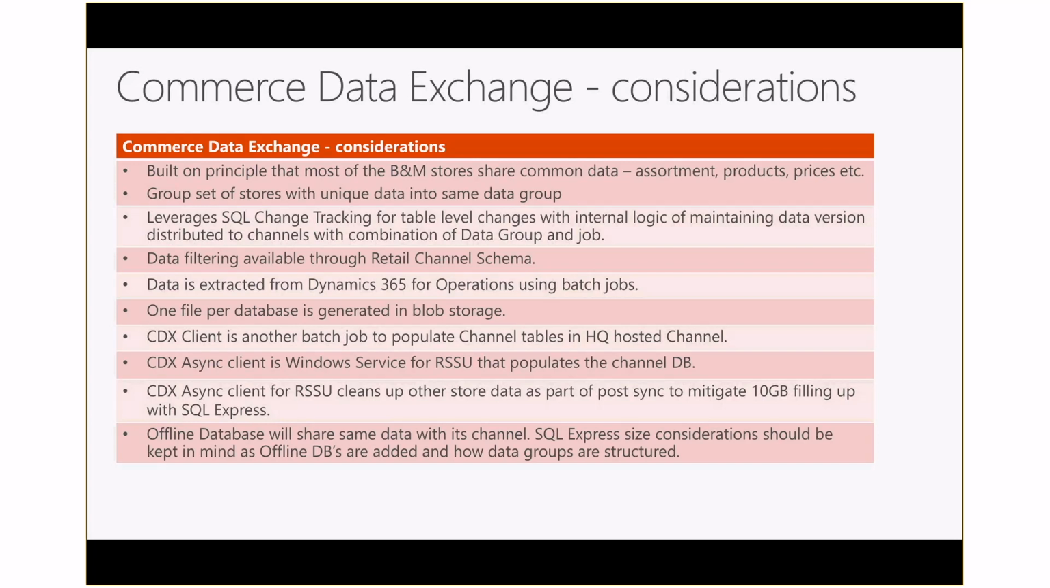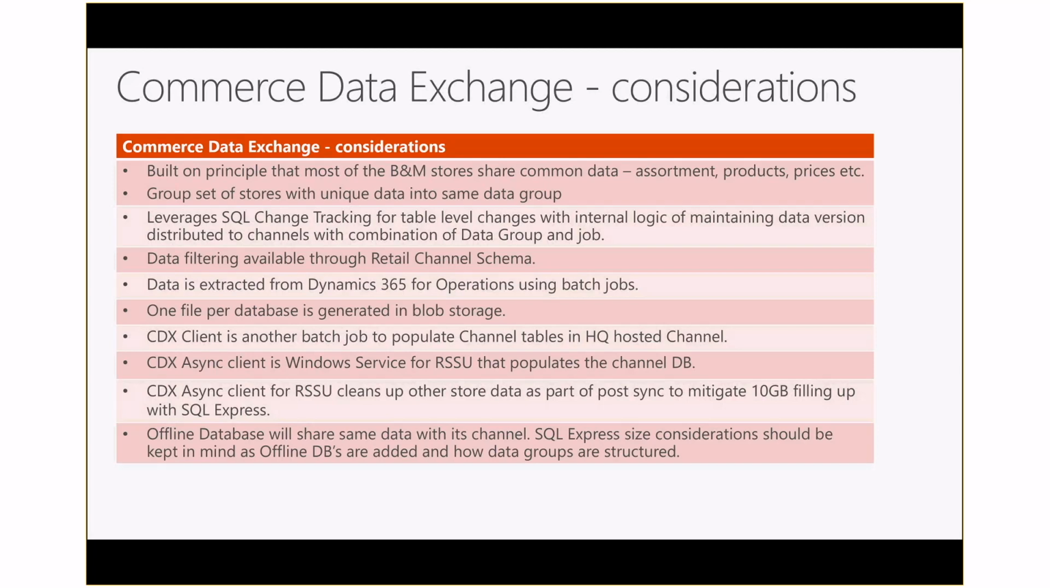And then the data that is sent is filtered by a data group. So a set of stores or databases that are part of a data group share the same data. Now, the critical difference from older versions of software is that we no longer have CDX async server. Now, this is part of the AX batch framework itself. So when a distribution schedule for a job is pushed, the data is extracted using the batch jobs.